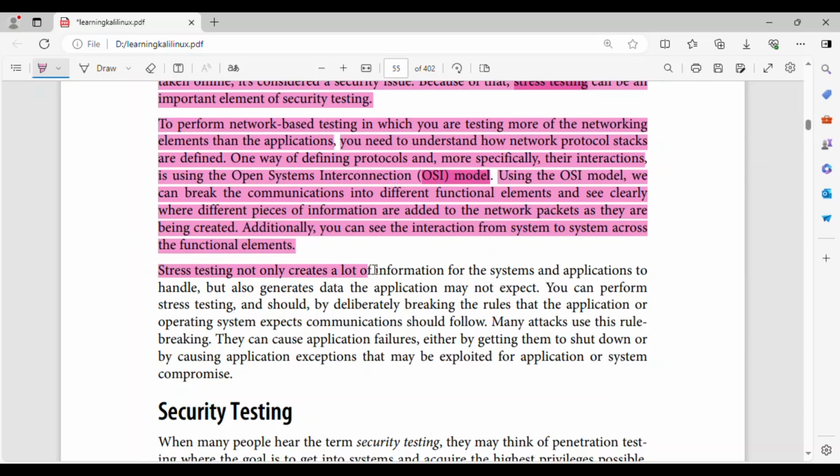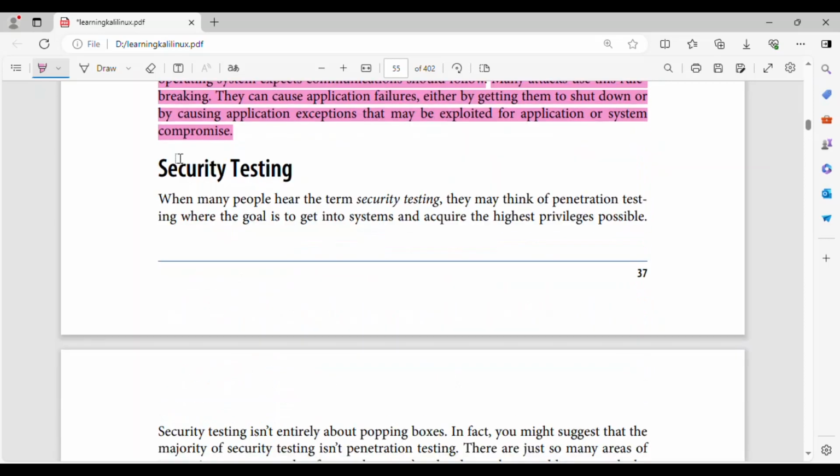Stress testing not only creates a lot of information for the systems and applications to handle, but also generates data the application may not expect. You can perform stress testing, and should, by deliberately breaking the rules that the application or operating system expects communications should follow. Many attacks use this rule breaking. They can cause application failures, either by getting them to shut down or by causing application exceptions that may be exploited for application or system compromise.